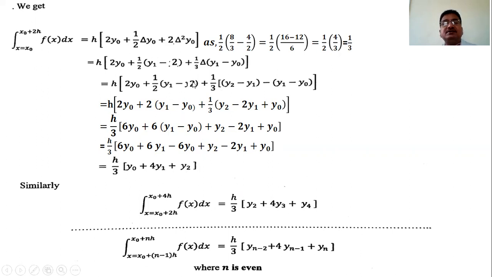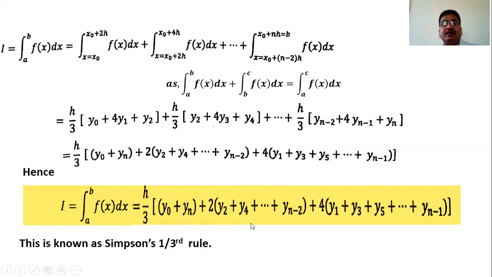Okay, so correct this calculation while writing in your notebook. So substitute all these values, and then take h by 3 as a common factor, and then what do we have?